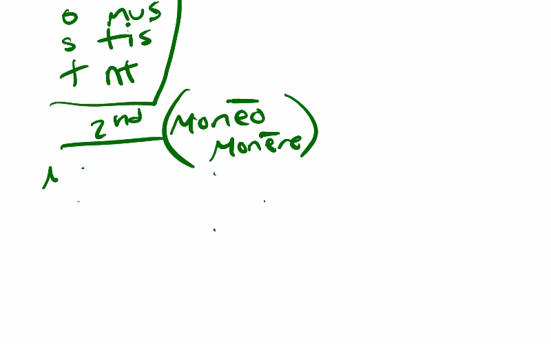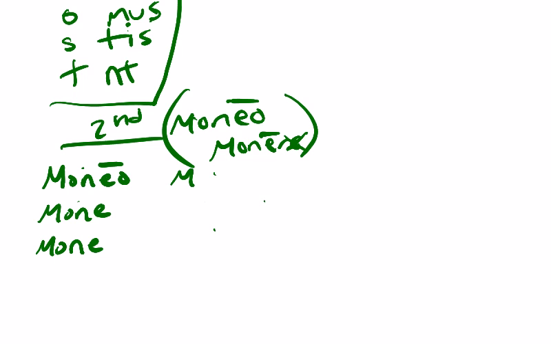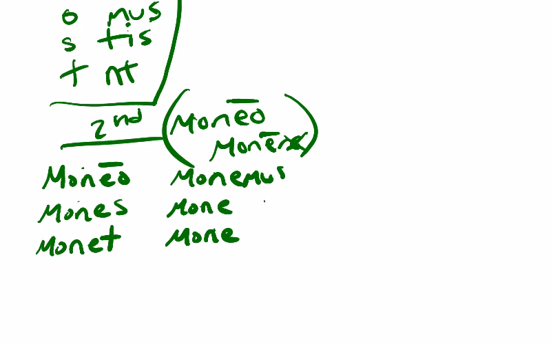So here I'm going to go ahead and again take the first one down, moneo. I'm going to cut the RE off to get my base, and I get mone. Now, the macron doesn't remain on the E, but because it is a long vowel in the infinitive form, that E is strong. It's not going anywhere. So I can just add my endings. Moneo, mones, monet, monemus, monetis, monent. Every single second will act like this. So for example, sedeo, to sit: sedeo, sedes, sedet, sedemus, sedetis, sedent.